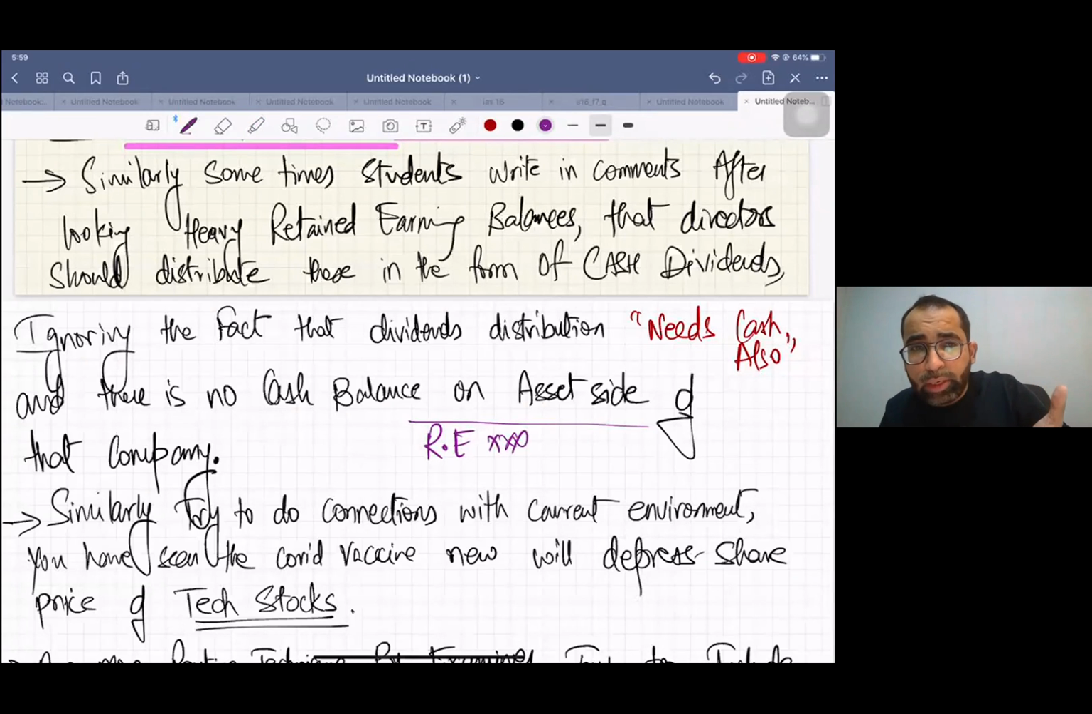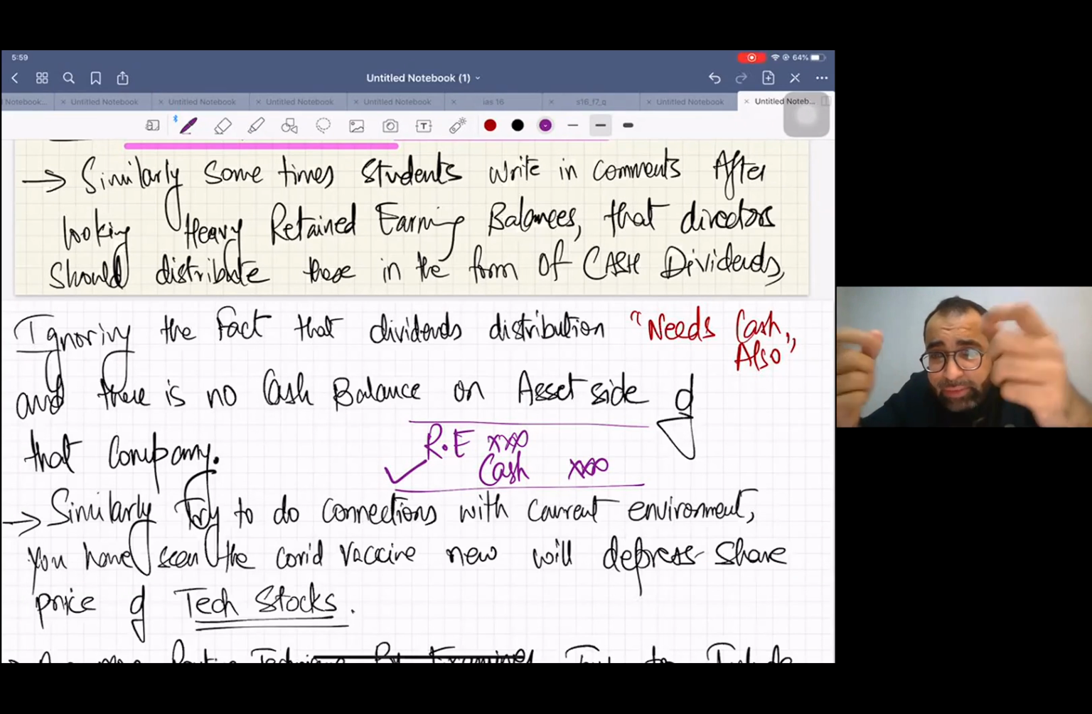You guys are F7 students. You do final accounts as well. For dividend, this is the entry: retained earning debit and cash credit. So you must have both things. You must have retained earning as well as cash.